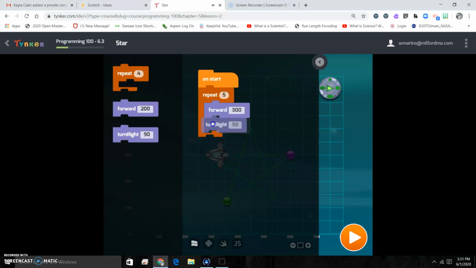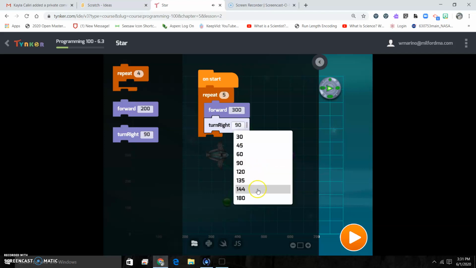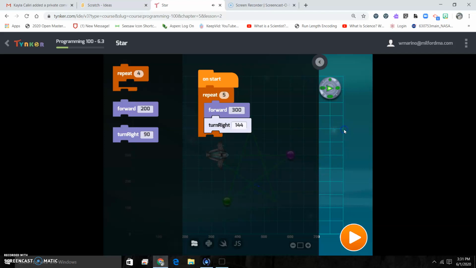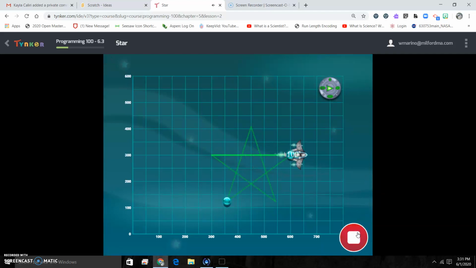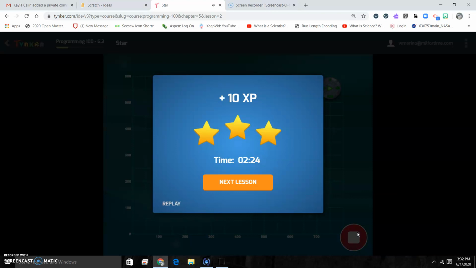And I know that it's not a 90-degree angle. It's 144 degrees. So let's take a look. And there you have it. Hopefully that helps you solve this puzzle.